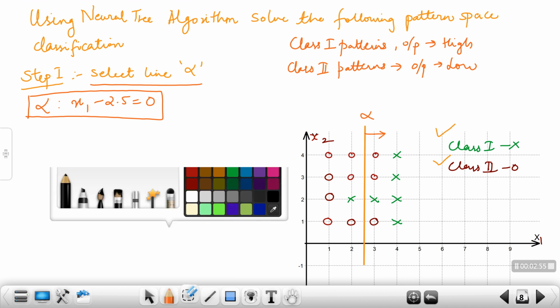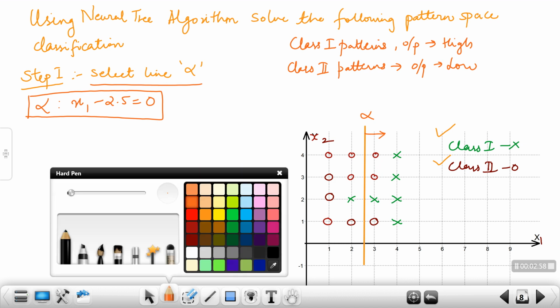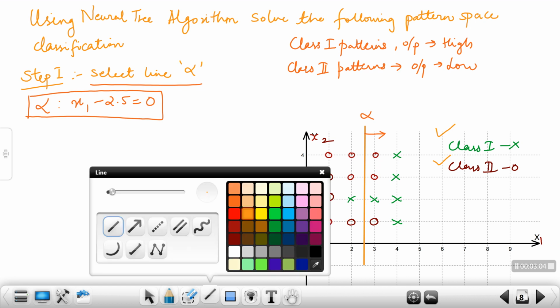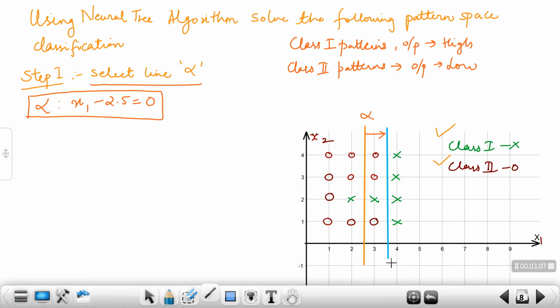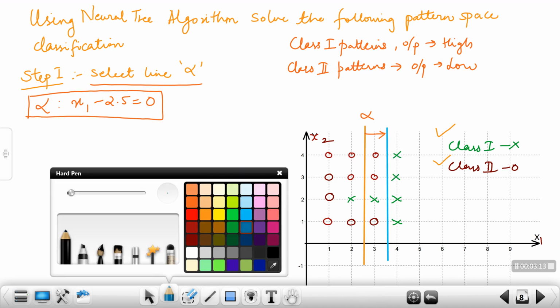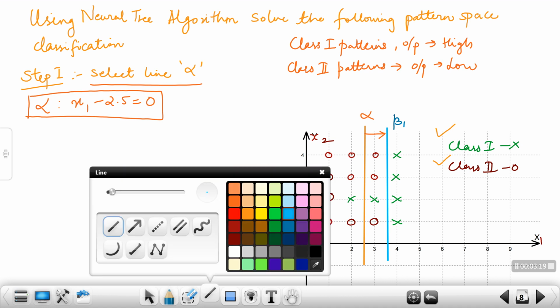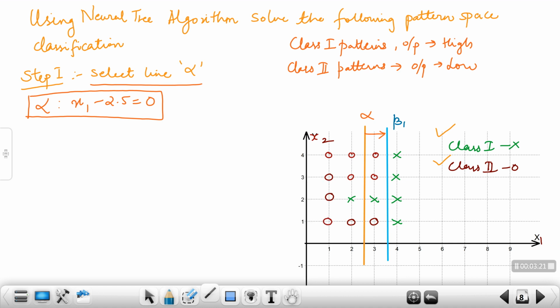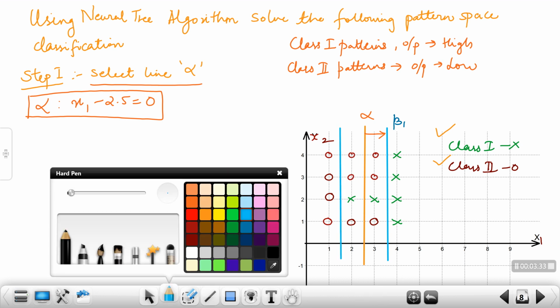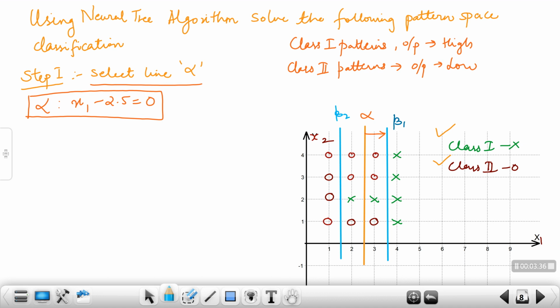So now we need to go forward with the next line, and I can select the line here. This is beta, and this is, I say, beta 1, and similarly I need to select another line beta 2 on the other side of the region. Where would I select it, probably here. So on both sides of these lines, beta 1 and beta 2, we are getting a complete classification that takes place.